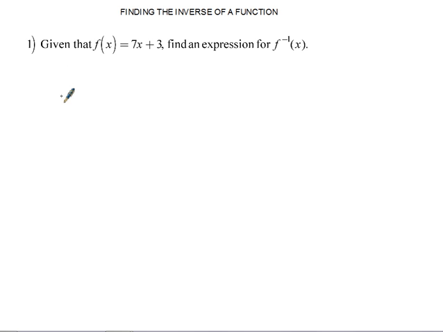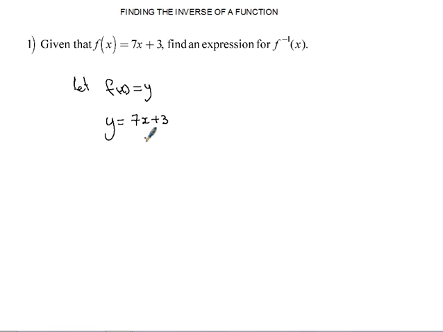First, let f of x be y, we can say, right? So I'm going to say let f of x equals y. Okay, so we're going to start with that. So if I'm calling f of x y, based on this up here, I can say that y is equal to 7x plus 3.